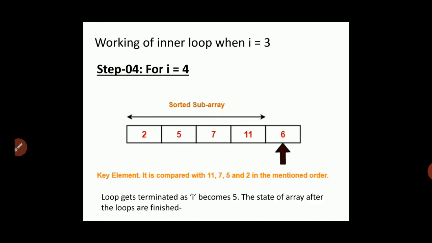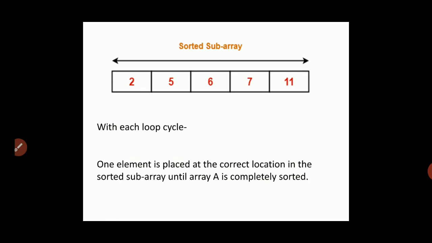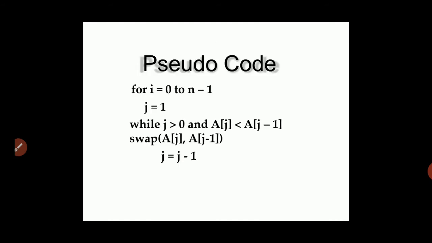Okay, so the loop becomes finalized, and we will find the sorted subarray. With each loop, one element is placed at its correct location in the sorted subarray until the array is completely sorted. Now we have to see the pseudocode of insertion sort, and we will discuss it here.